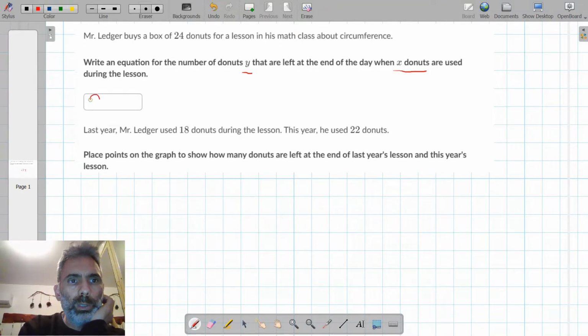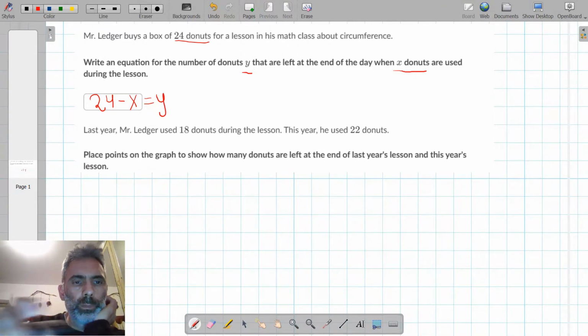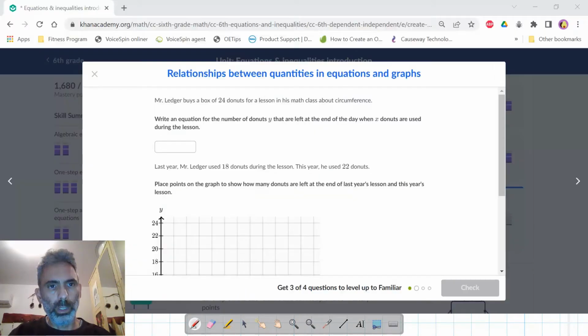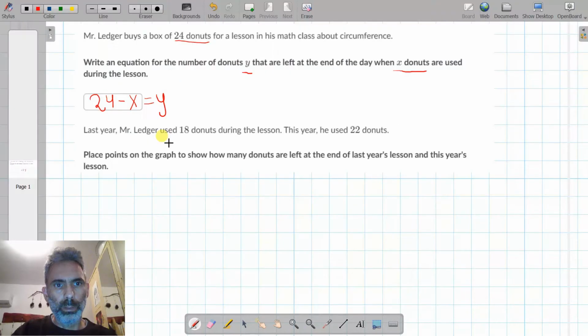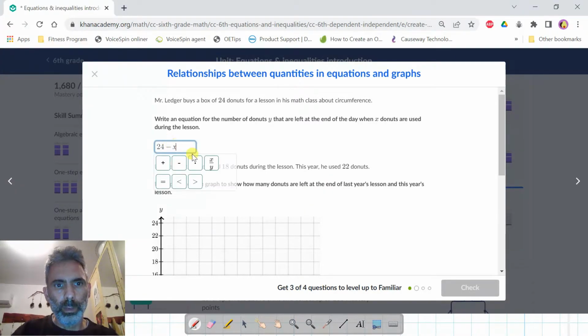So to begin with, he had 24. And he used X number of donuts during the lesson. So we need to subtract this amount from the initial amount of 24. And we are left with Y. Okay, so the equation is 24 minus X equals Y.